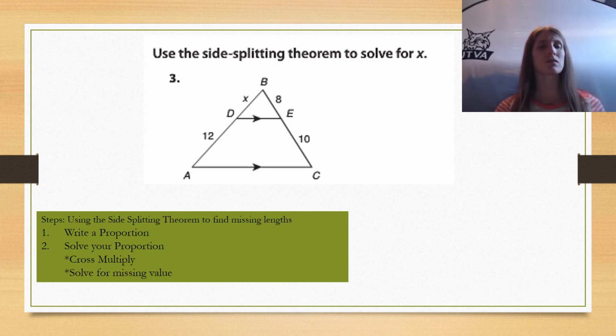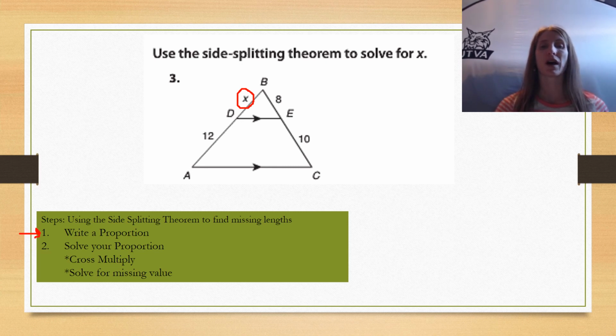Excuse me. Okay, so use the side-splitting theorem to solve for x. This is x, BD or DB. And I know that I can set up a proportion, first of all, because that's what my steps tell me to do, but second of all, because of the side-splitting theorem. And so let's go ahead and just do that.